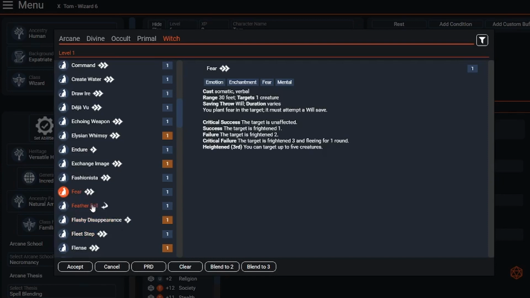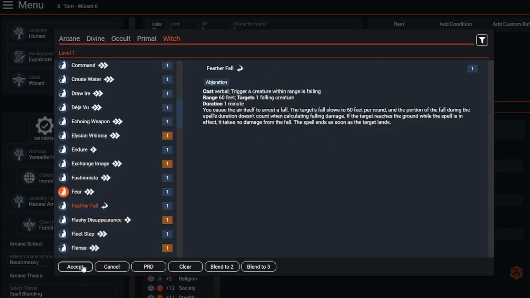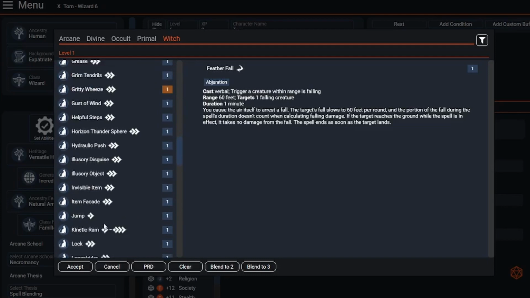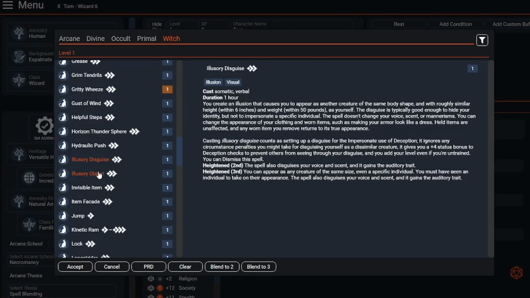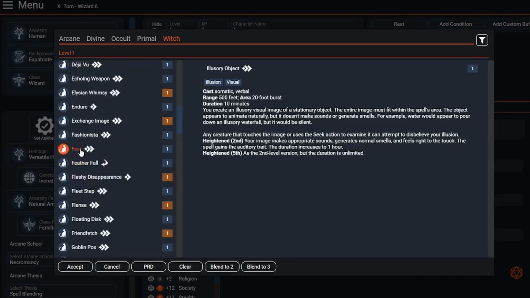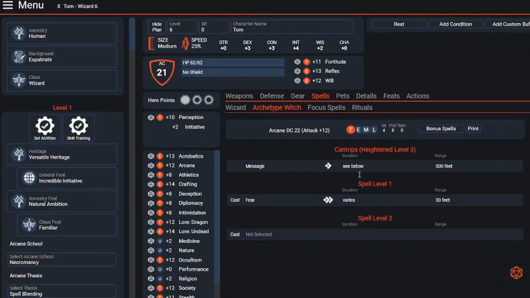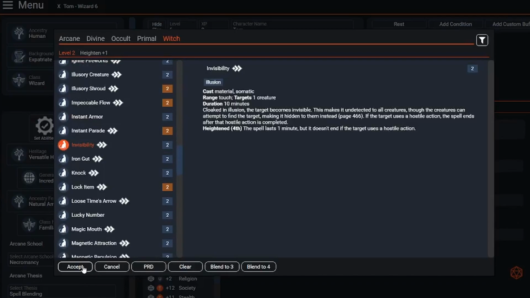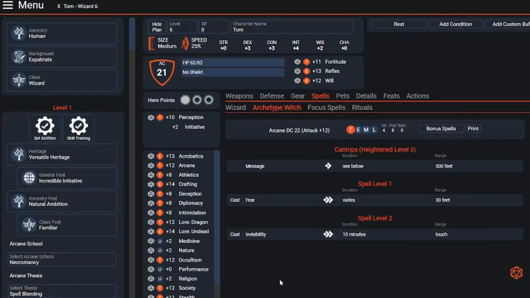If you feel like you're going to need Feather Fall, prepare Feather Fall. If you feel like you're going to need to disguise yourself, take illusory disguise or even illusory object to create cover. It's just usual prepared spellcasters fare. And for our level 2 slots, another cast of invisibility seems appropriate. Okay, with this we have ended our level 6 snapshot.